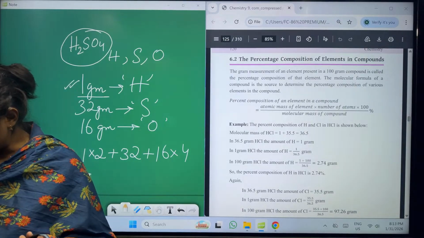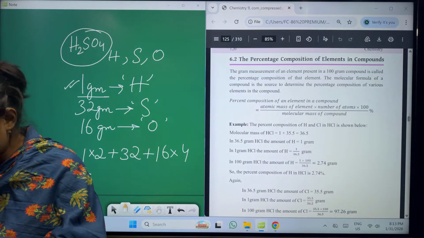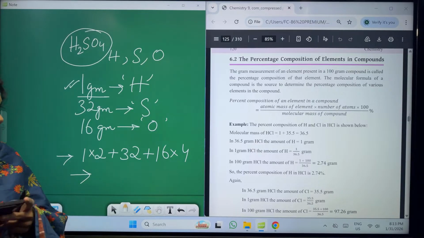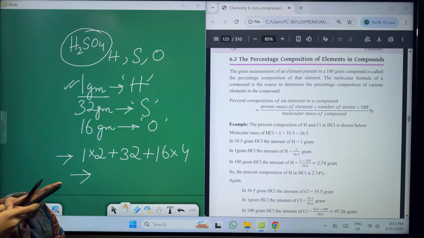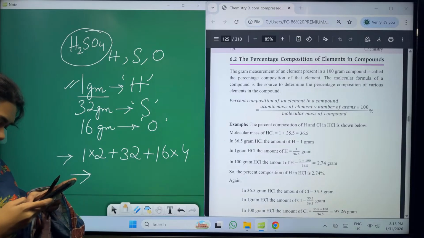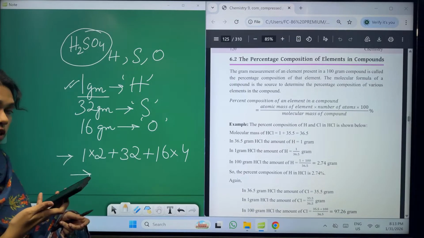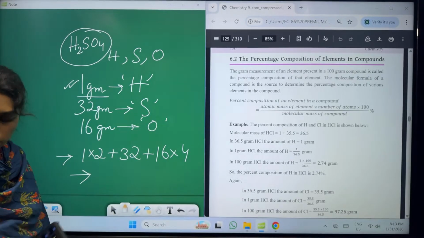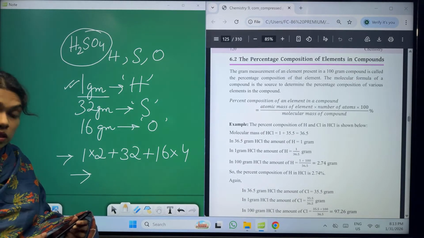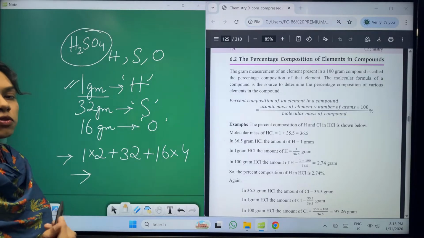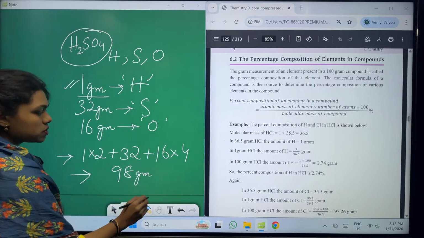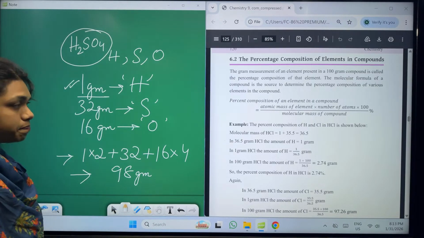You can do it for yourself. However, I'll do it for you. This should give you 98 grams. The total molecular mass will be 98 grams if we use the individual values derived from the periodic table, okay. 98 grams is the molecular mass of H2SO4.